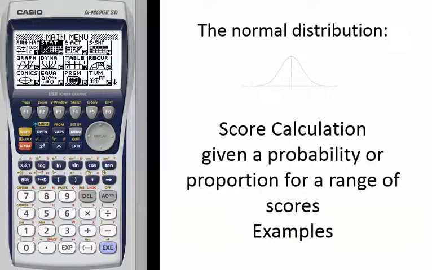So in this video we look at a different sort of calculation to do with a normal distribution. We work out a score, it's a score calculation, given a probability or a proportion for a range of scores. So we'll look at two examples.